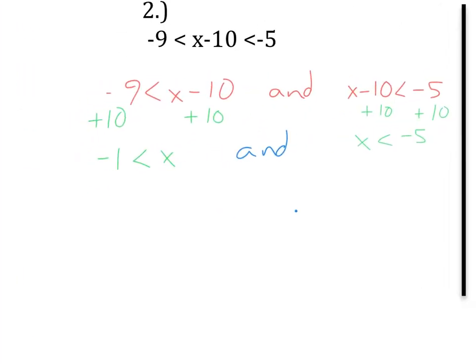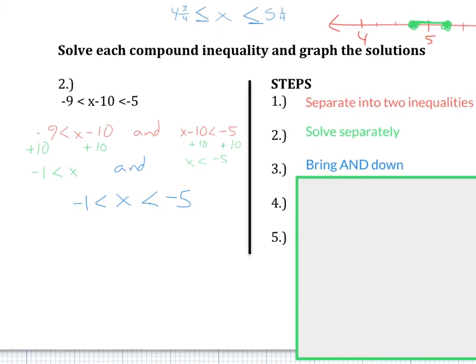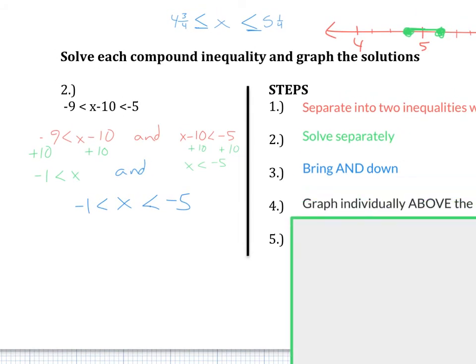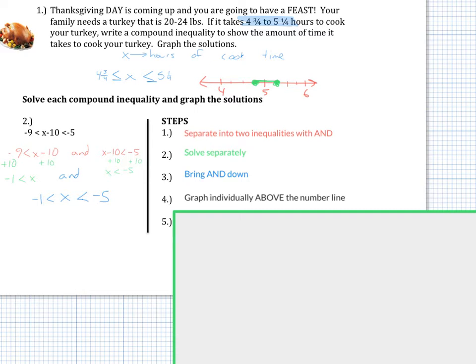And then I can actually write that as one inequality here. So negative 1 is less than x is less than negative 5, like that. Now we've solved it. So the next step, we're going to graph each of these inequalities individually, and we're going to do that above the number line. I'll show you why in a second.